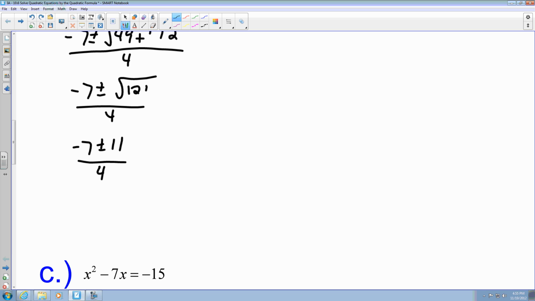So now I can solve. X equals, we're basically given two equations. You have to take negative 7 plus 11 divided by 4 to get the first one. Negative 7 plus 11 gives us a positive 4. 4 divided by 4 is 1. And if we do it the other way, we go negative 7 minus 11. That gives us negative 18, and negative 18 divided by 4 gives us negative 2.5. So our answer here would be x equals 1 and negative 2.5.